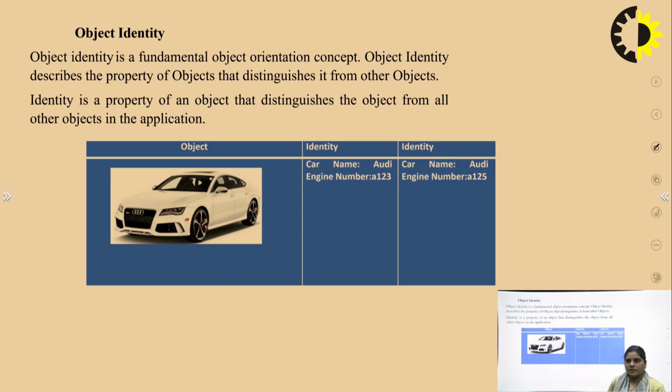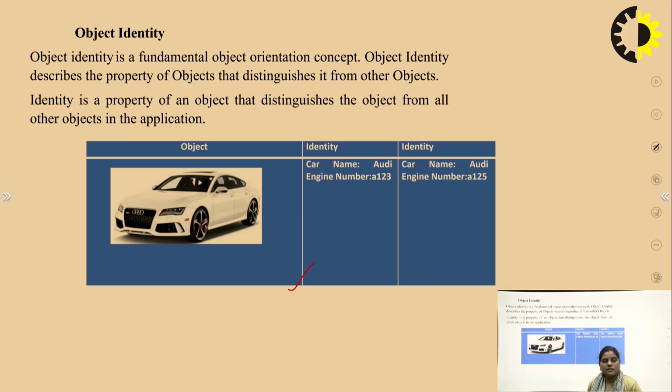Now what is object identity? Basically it is a unique identity, a unique ID which is given to a particular object. In the given example we can see that there is a car. The identity of that particular car is its name and engine number. That engine number is the identity of that object. Two cars can have the same name, but engine number is a unique identity which cannot be the same.